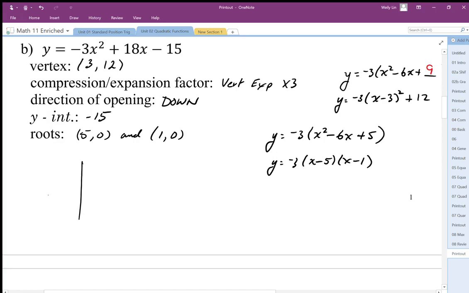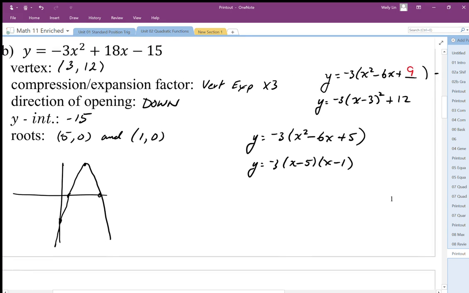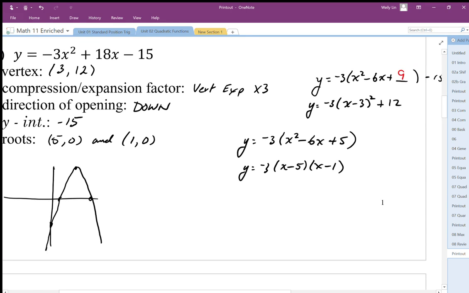So when I sketch a graph of this function, okay, I've got my vertex at 3 over, 12 up. I've got my y-intercept at negative 15 somewhere down here. Okay, so it looks something like that. Okay, so we have all the information corresponds with what we found here. The graphing form is what gives us the vertex. Okay, the factored form gives us the zeros.